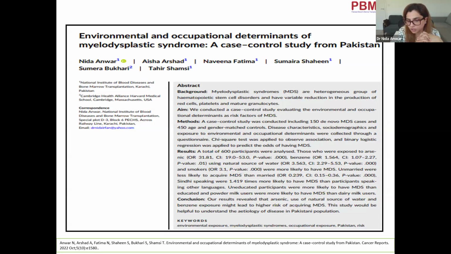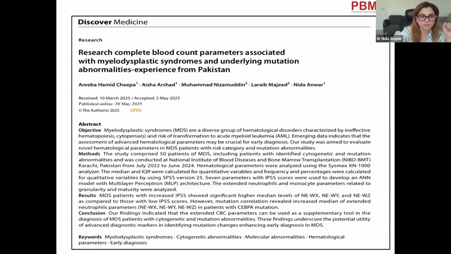One interesting observation was that people from rural areas, the less educated ones, especially those who routinely take raw water, especially in the Thar area, had a higher prevalence of MDS, and we found that the water had arsenic. So there could be various factors, maybe environmental or other factors, related to the early onset of MDS in our part of the world.